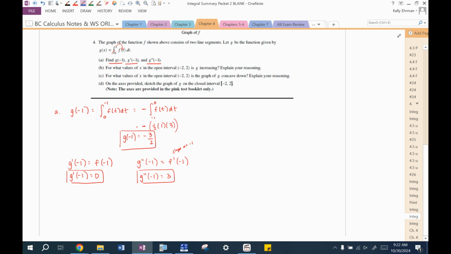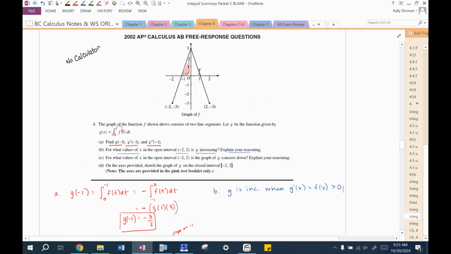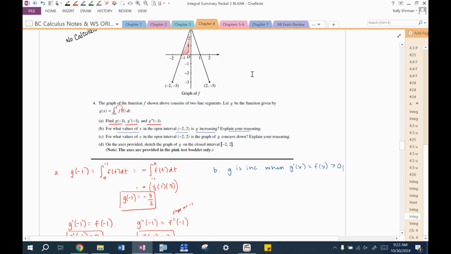Okay. And then part B. For what values of x on the open interval negative 2 to 2 is g increasing? Explain. So I'm going to start here. G is increasing when g prime of x, which is equal to f of x, is greater than 0. Something's increasing when its derivative is positive. That's all we're saying. All right, so where is f of x greater than 0? F of x is greater than 0 between negative 1 and 1.